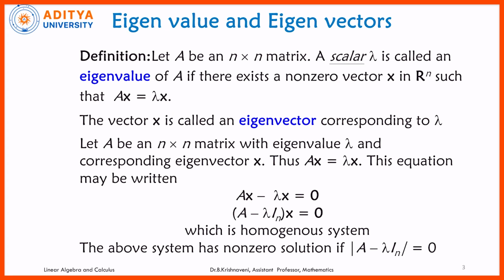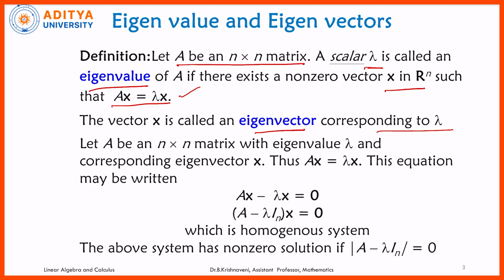Now, let us define what eigenvalues and eigenvectors are. If we consider any square matrix of order n, that is, A is a matrix of order n by n, then lambda, which is a scalar, is called an eigenvalue of A if there exists a non-zero vector x in R power n such that Ax is equal to lambda x. The vector x is called the eigenvector corresponding to lambda.